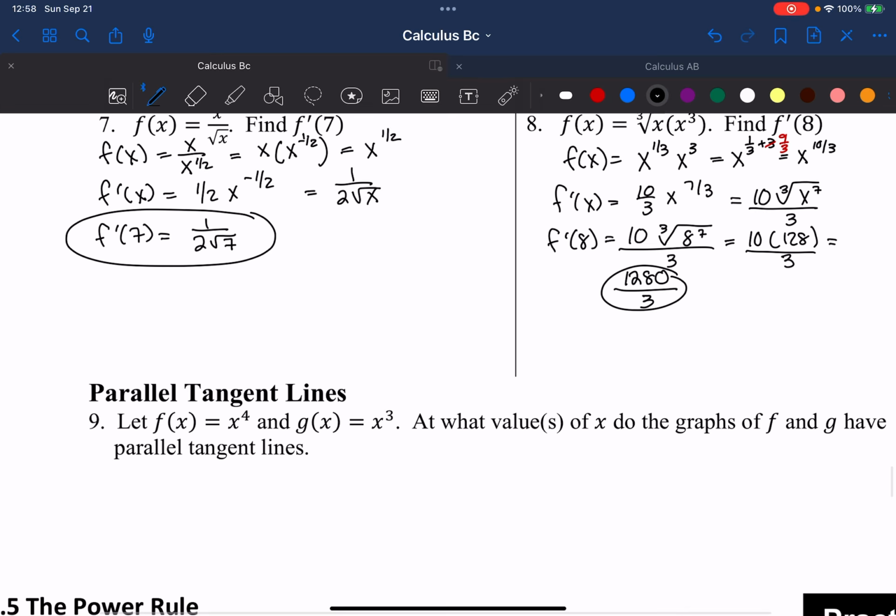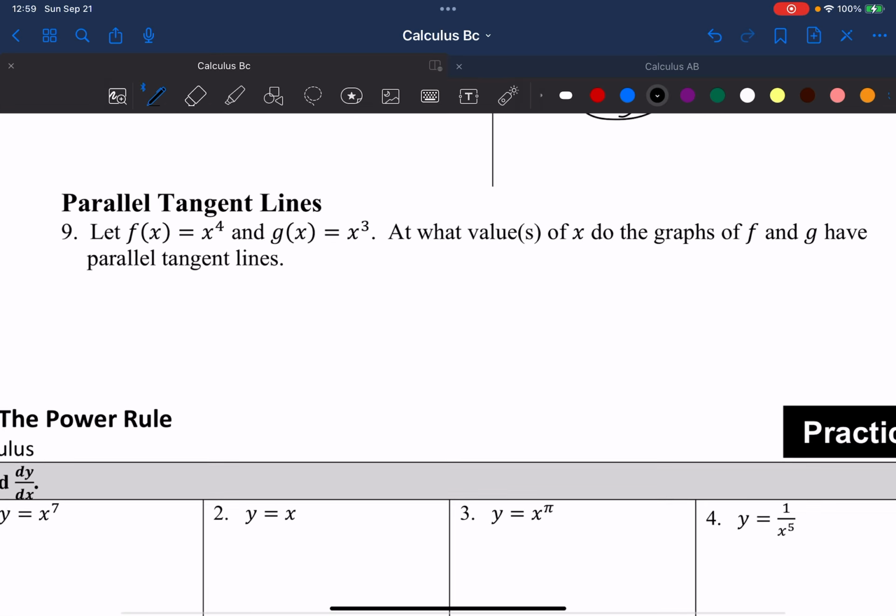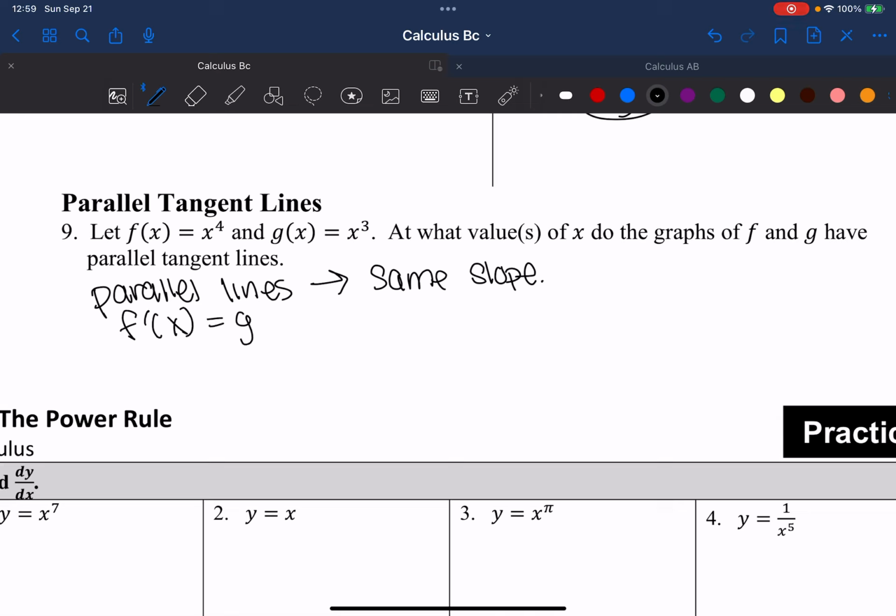Now let's look at the last example. It says parallel tangent lines. So it says let f of x be equal to x to the 4th and g of x be equal to x to the 3rd. At what values of x do the graphs of f and g have parallel tangent lines? So what does that mean? Parallel lines imply that they have the same slope. So what do we need to find? Well, we need to see if f prime of x is equal to g prime of x.